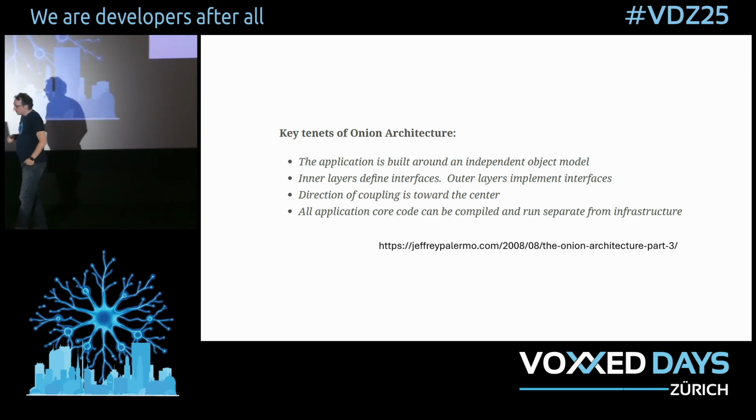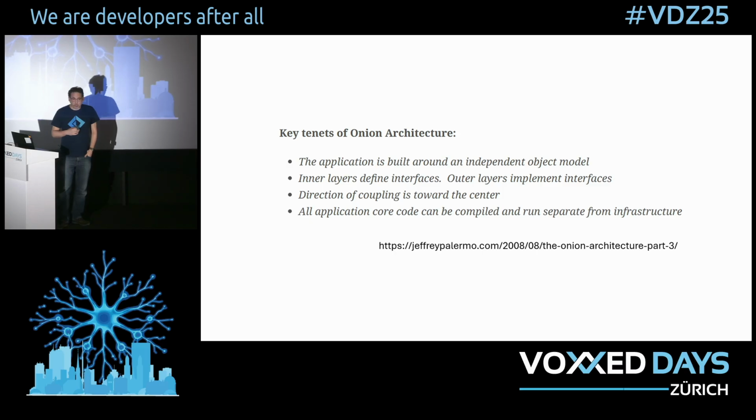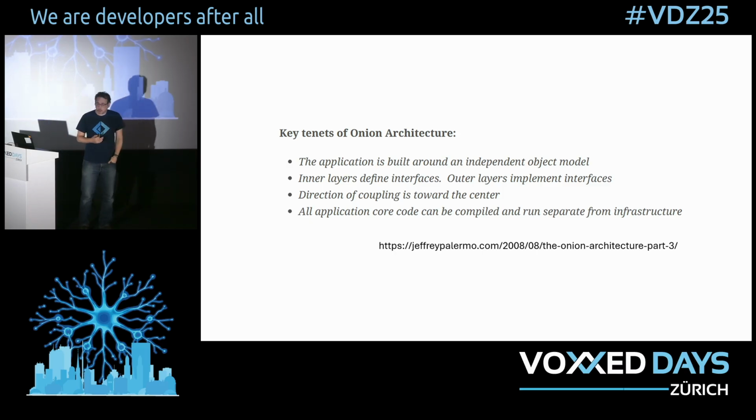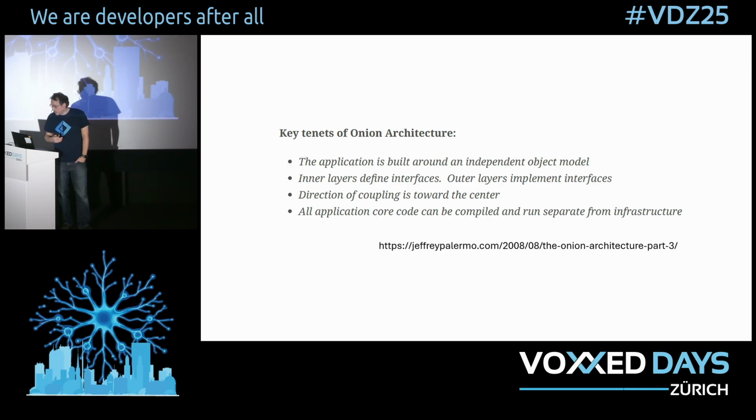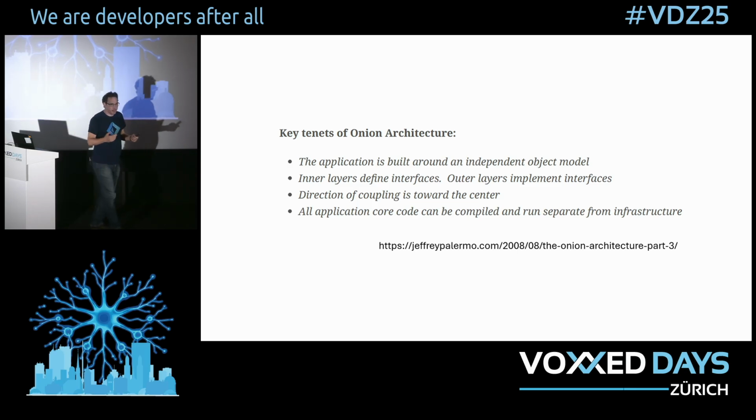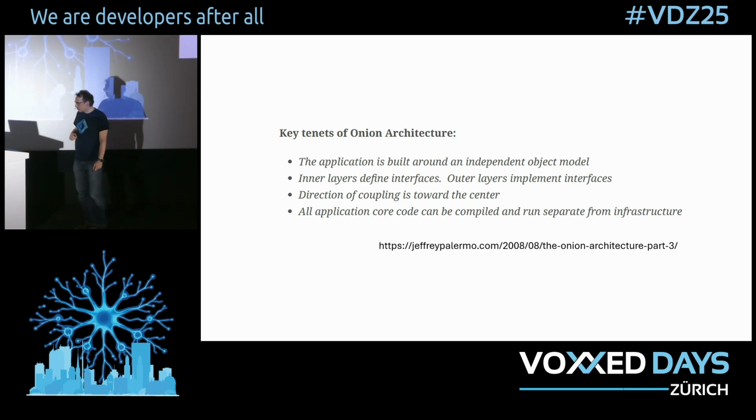The first rule is that the application is built around an independent object model that makes it easy to test. Inner layers define interfaces, outer layers implement these interfaces, just as I explained earlier. Direction of coupling is towards the center. Dependencies only point inwards. And all application core code can be compiled and run separate from infrastructure, which, in my opinion, is the same as the first tenet, but yeah, it makes it easy to test.